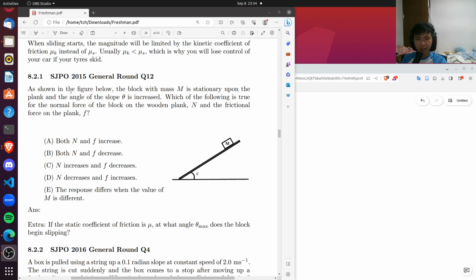Okay, so now we have this question, which I will use to emphasize the concepts of normal contact force and frictional force, and specifically the nuances of it. So it's a simple setup, right? We just have a mass on a slope, and there's friction between the mass and the slope. And that slope is at angle theta, and we're asking: if theta is increased, how does it affect the normal contact force and the frictional force?